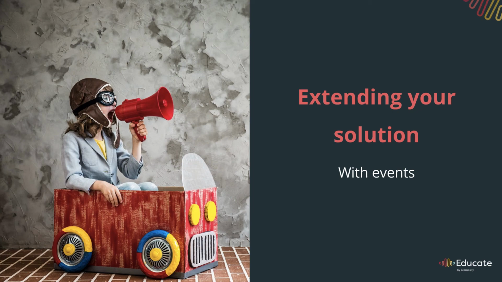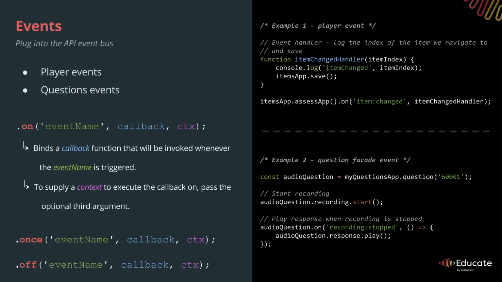There's another very important concept to know about extending your solution. It's called events. So events allows you to listen to what the player is doing. So for example, here on the right, if you want to know when an item is changed, you can easily use the on method. So if you look on the left here, the on method, you specify an event's name and then a callback. The callback is a function that will be called when this event happens.